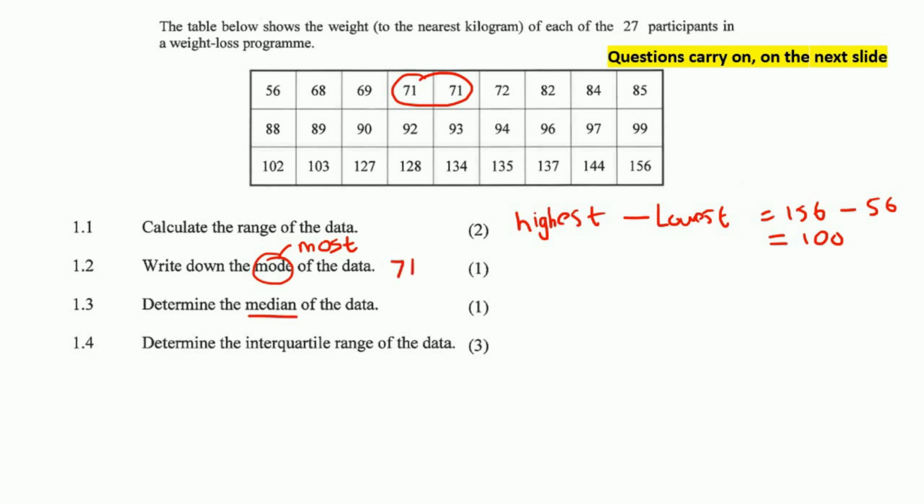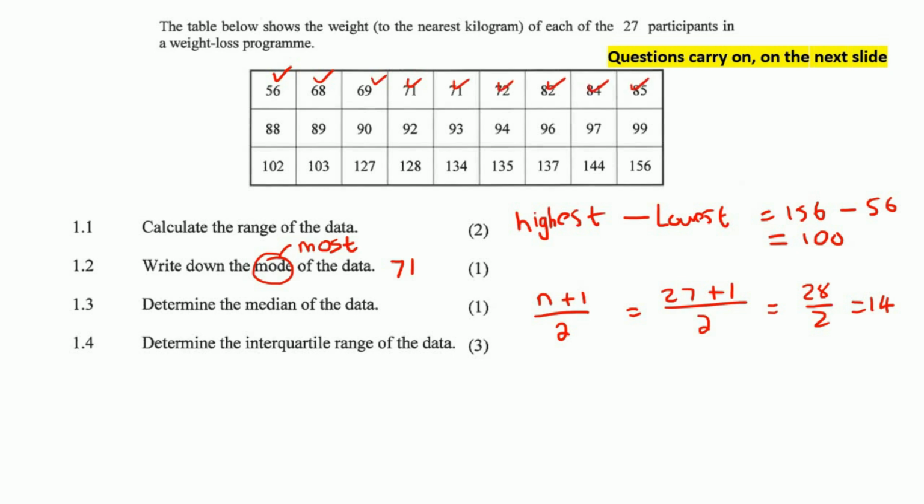Determine the median. The formula for median is n plus 1 over 2. So how many people are there? There are 27 people. So we'll say 27 plus 1 over 2, which is 28 over 2, which is 14. That's not the answer. That is the position. So we go position 1, 2, 3, 4, 5, 6, 7, 8, 9, 10, 11, 12, 13, 14. So that would be the answer, 93.